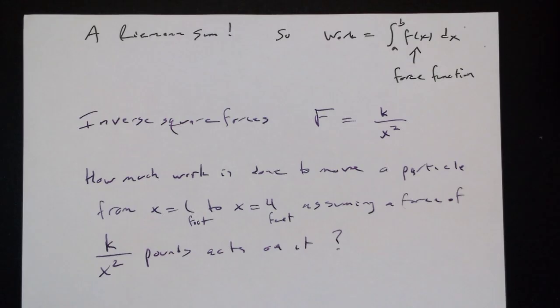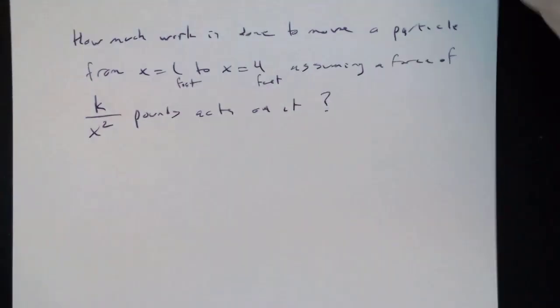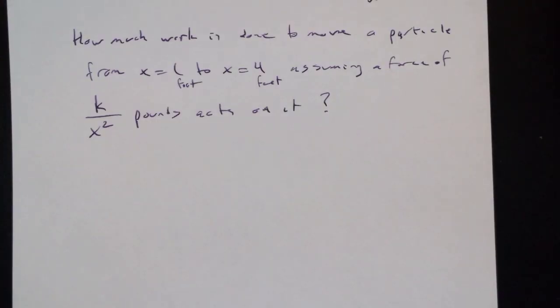If I think of a repelling force pushing my object away, and it's got that inverse square property to it, and we start 1 foot away and we end up 4 feet away, how much work was done? From x equals 1 foot to x equals 4 feet.